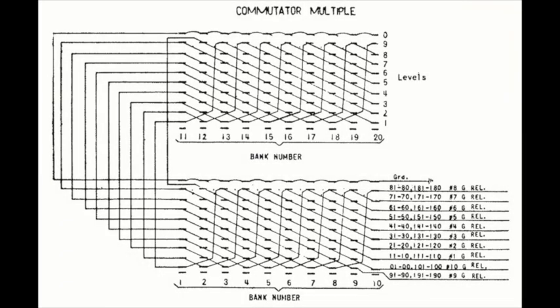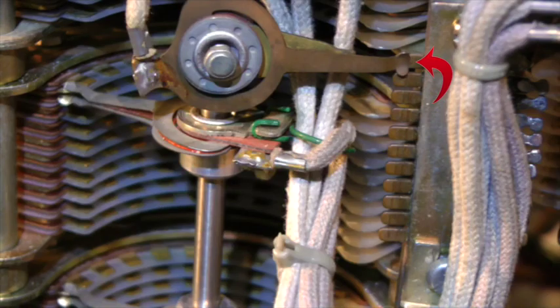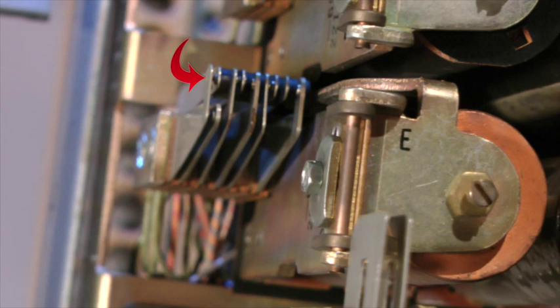Here's a diagram of the commutator wiring multiple. We're on bank assembly 1. You can see that the 10th level is permanently grounded, as are the 10th levels of all 20 bank assemblies in the line finder group. This commutator ground completes the operating path for the E relay, which now operates. This same path holds the C relay operated momentarily to prevent further vertical stepping and to allow time for the E relay to operate and shift the stepping operation from vertical to rotary.